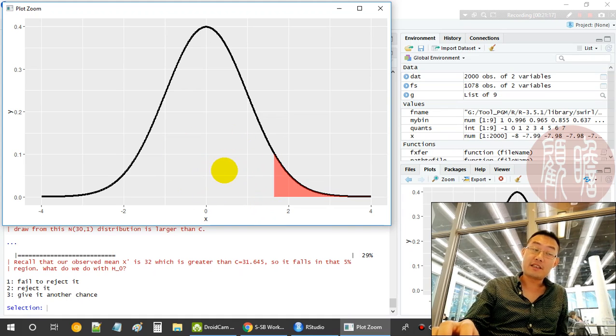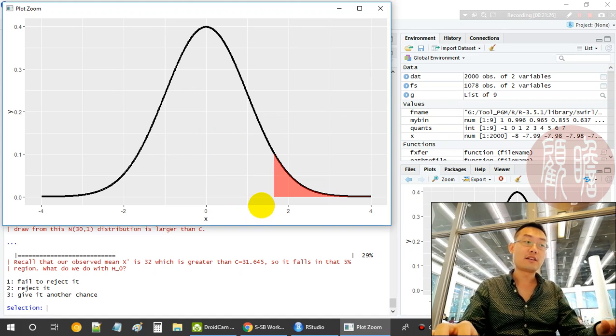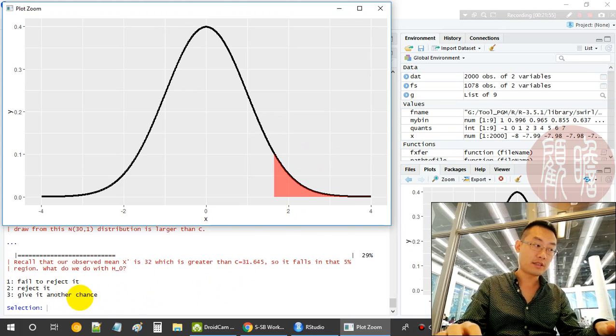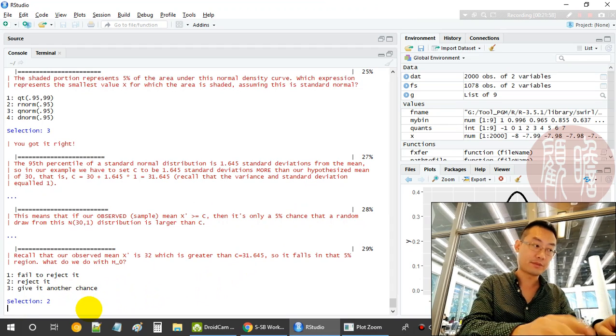In that case, we would accept H0, the null hypothesis, if the sample's mean value sat in this area. But in our situation, 32 is the real mean value we get, so it sits in the unlikely-to-happen area. If the null hypothesis is unlikely to happen, what should we do with it? We should reject it, right? So I would say we reject it because it's unlikely to happen.